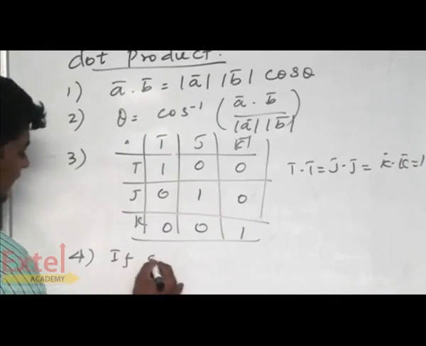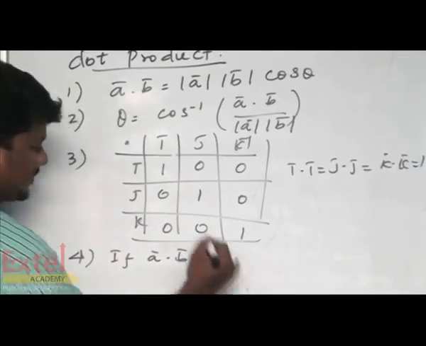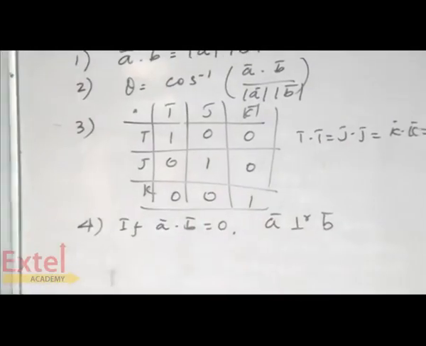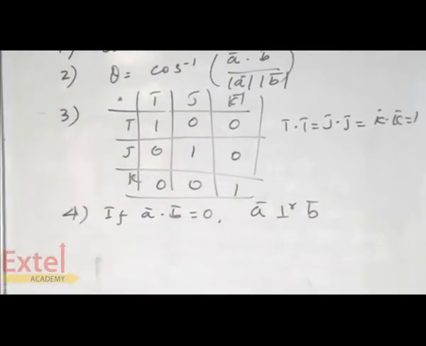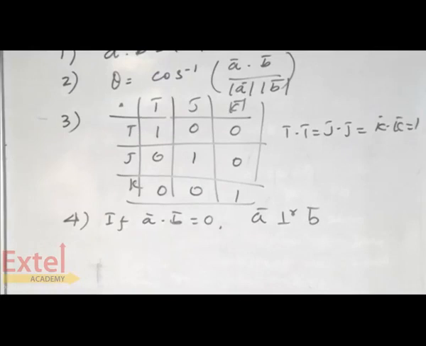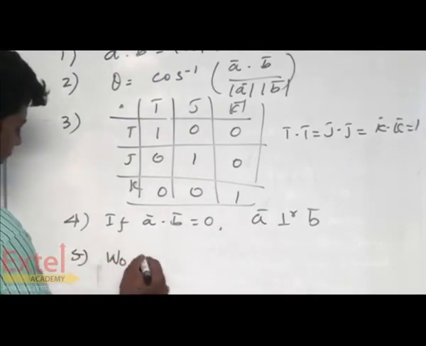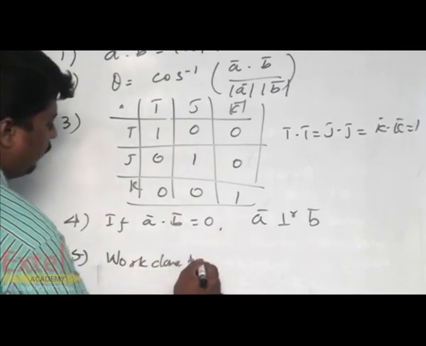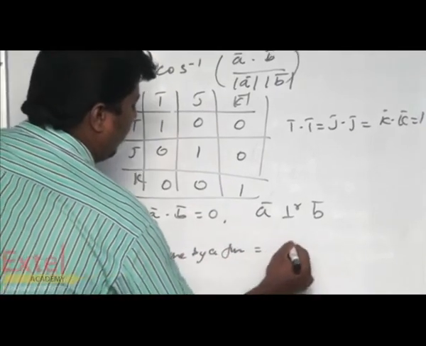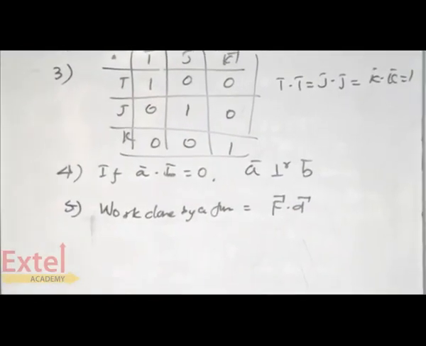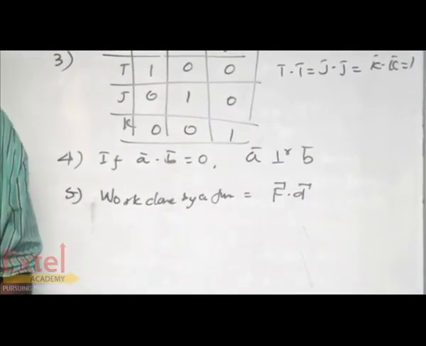Next one: if A vector dot B vector equals 0, then A vector is perpendicular to B vector. The next one: work done by a force equals F vector dot D vector, where F vector is the force and D vector is the displacement.